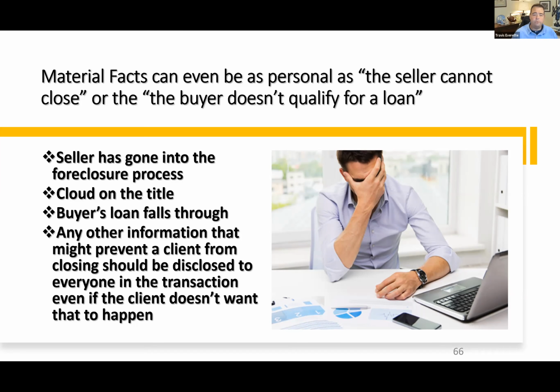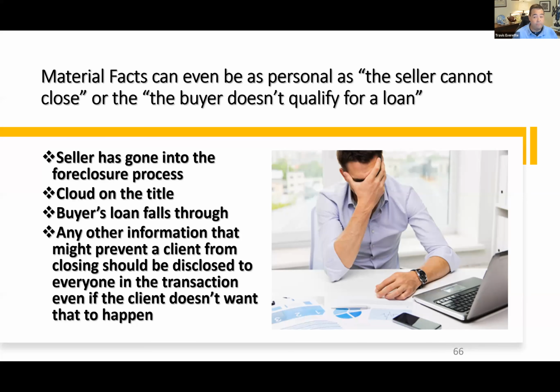So that's a pretty easy rule to follow, right? If your client tells you something, they're telling you in confidence. So what should you do with the information? Keep it confidential, unless it directly relates to their ability to actually close this transaction. For example, your buyer tells you, I just got a call from a lender. There's kind of a problem with my loan.